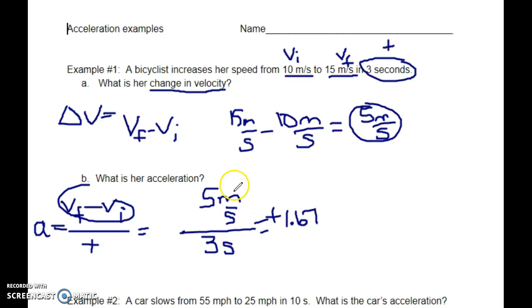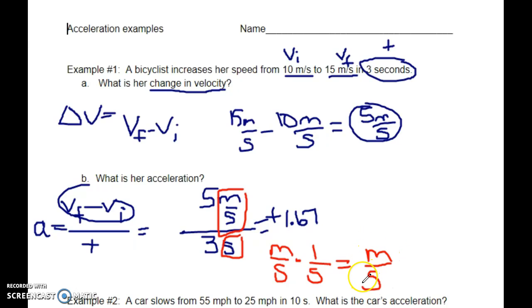And then I have to deal with units. So the unit part's a little strange. So you have meters per second divided by seconds. So what that gives you is really meters per second times, you take the reciprocal of 1 over seconds. So this is going to give me meters over seconds squared.